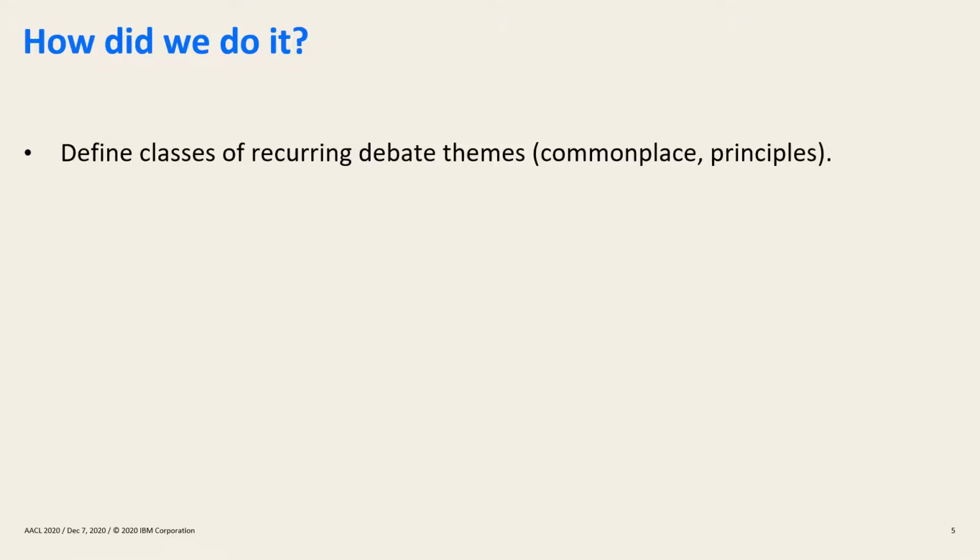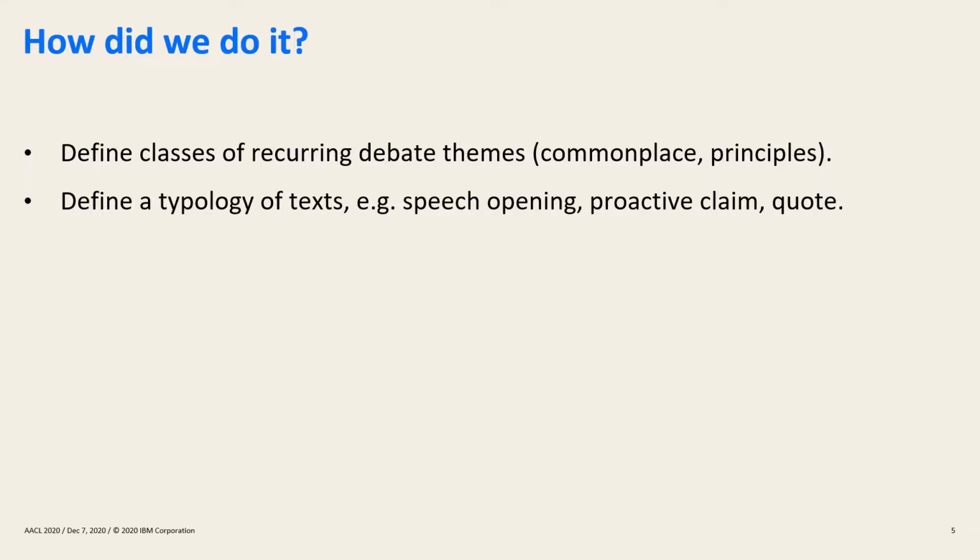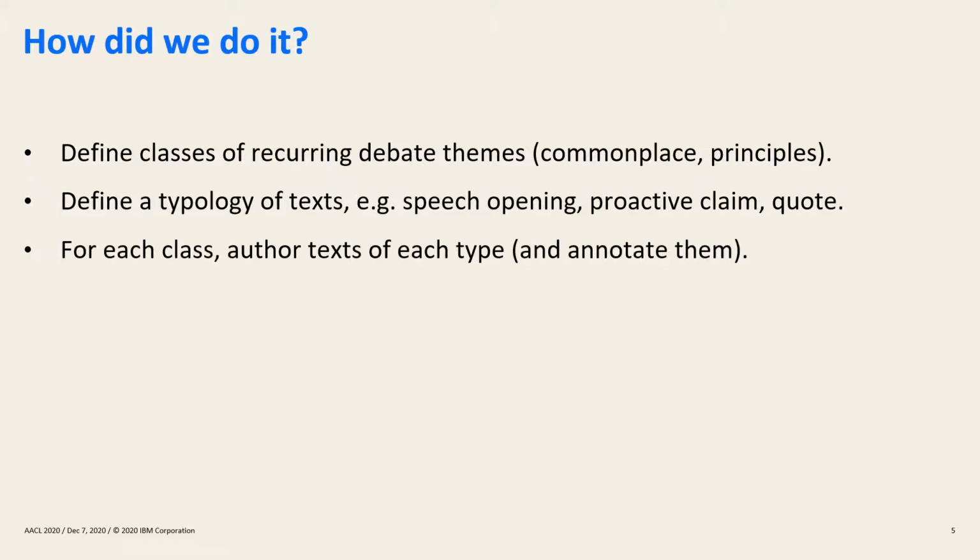So how do we address this problem? How did we do it? We defined the classes of recurring debate themes, or commonplace themes, or principled themes. And we defined also in parallel a typology of texts like claims and evidence and speech openings, proactive claim, quotes, all kinds of texts. And for each class, we aimed to author texts of each type and annotate them as such, and also the relations among them as we discussed.